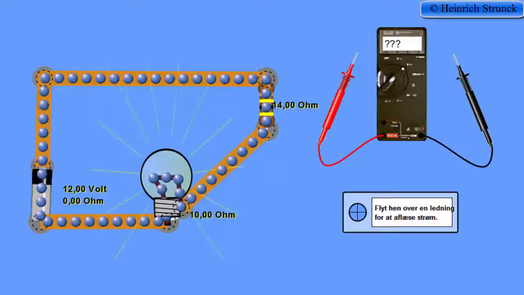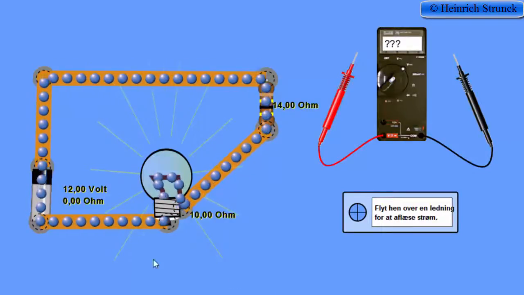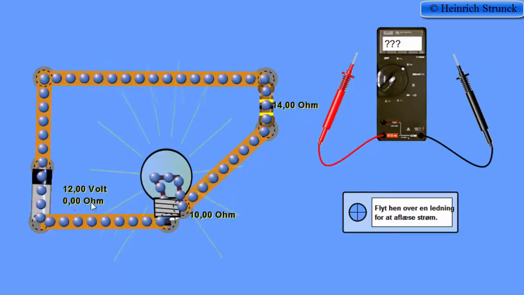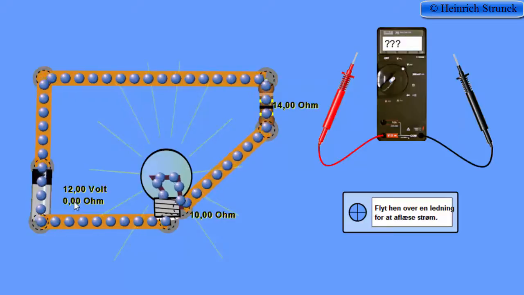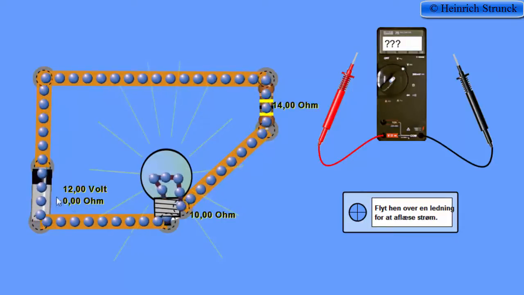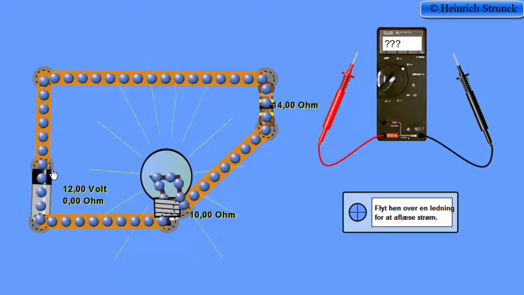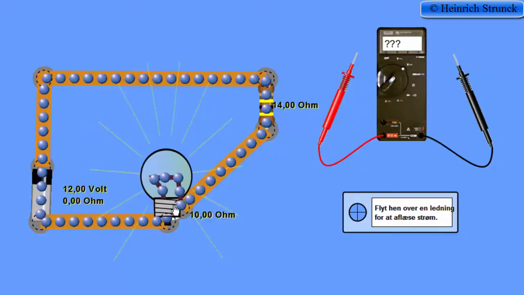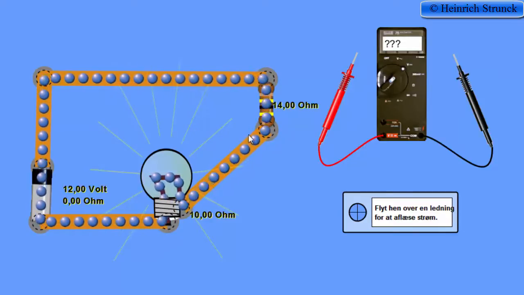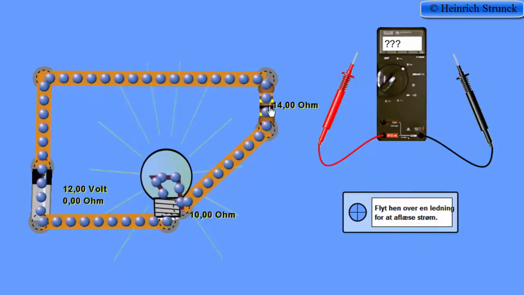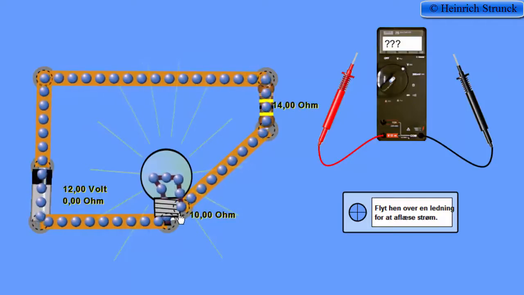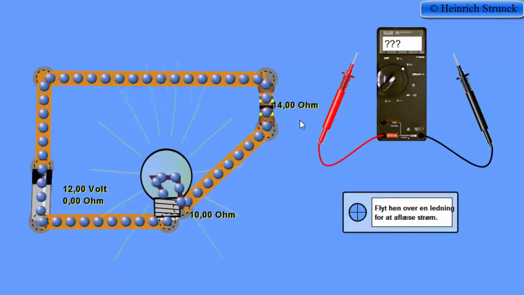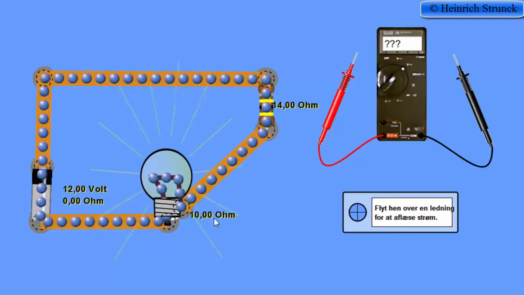Now we'll look at a circuit. Here we have a supply system of 12 volts. Actually we have an internal resistance, but we set it to 0 ohm, so we just have a perfect supply system. In the circuit we have a resistor and a lamp, and if we have two resistances we can add them together if they are connected in series. The resistance for the resistor is 14 ohm and the resistance for the lamp is 10 ohm.